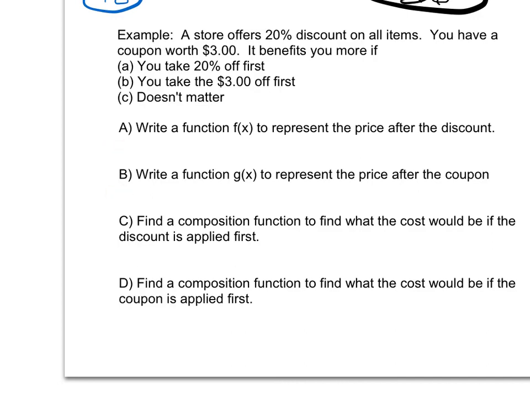Try to go through, can you write a function to represent the price if you just take the discount? Can you write a function that would represent taking that coupon off? Can you find some kind of a composition function to find what the cost would be if the discount is applied first? So what would you get if the discount was applied and then the percent off was applied? Oh, I'm sorry, I mixed these up. So what would you get here if the discount was applied and then the coupon? And on this one, what would you get if the coupon was applied and then the discount?